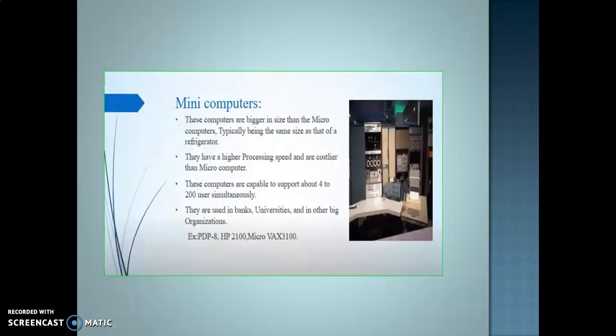Mini computers. These computers are bigger in size than the microcomputers, typically about the same size as a refrigerator. They have a higher processing speed and are costlier than the microcomputer. These computers are capable to support about 4 to 200 users simultaneously. They are used in banks, university and big organizations. For example, PDP-8, HP2100, Microvex 3100.